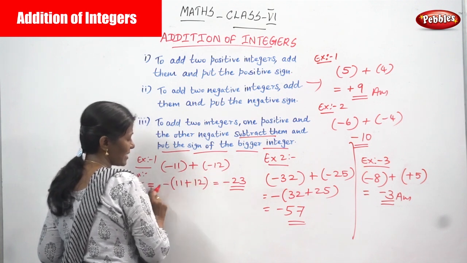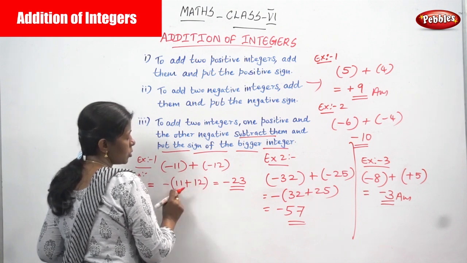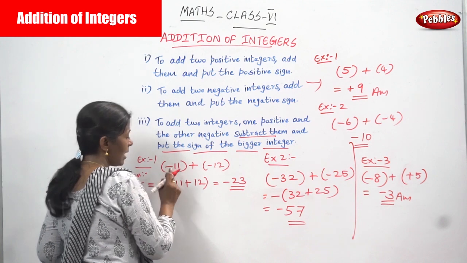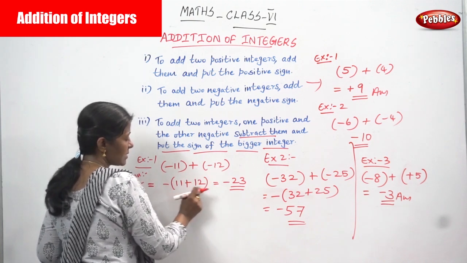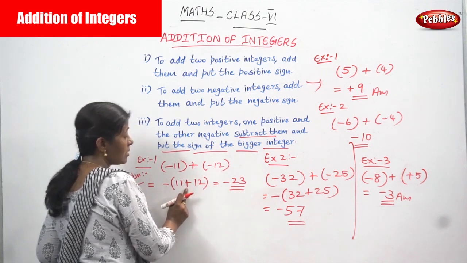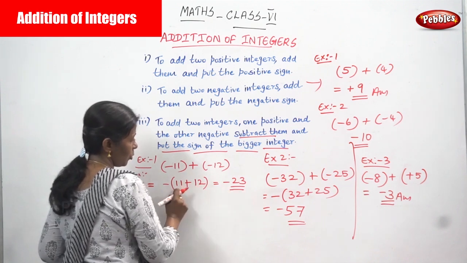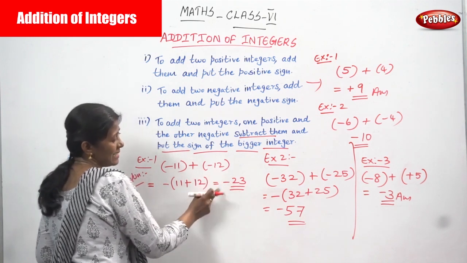So I take the minus outside. Then I'm going to add the 11 and 12. Minus into 11 gives minus 11 and minus into 12 gives minus 12. So I'm just adding the numbers. In between the numbers I use the positive sign. Then 11 plus 12: 2 plus 1 is 3, and 1 plus 1 is 2. The answer is 23. Before that you have to use the negative sign.